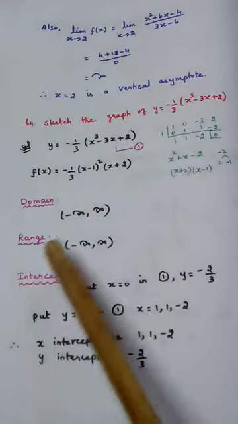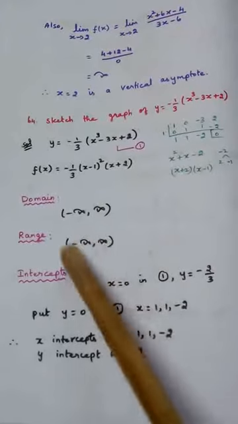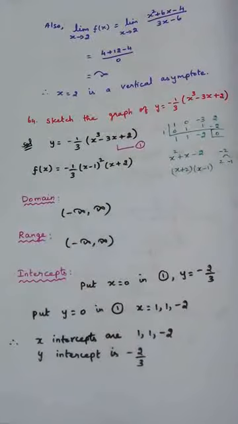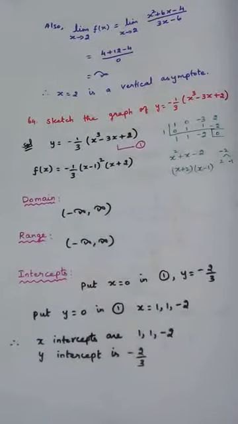So the y range is also minus infinity to plus infinity. Any number can come as the answer. Positive numbers also can come, 0 can come, even negative numbers also can come. So the range is also minus infinity to plus infinity.